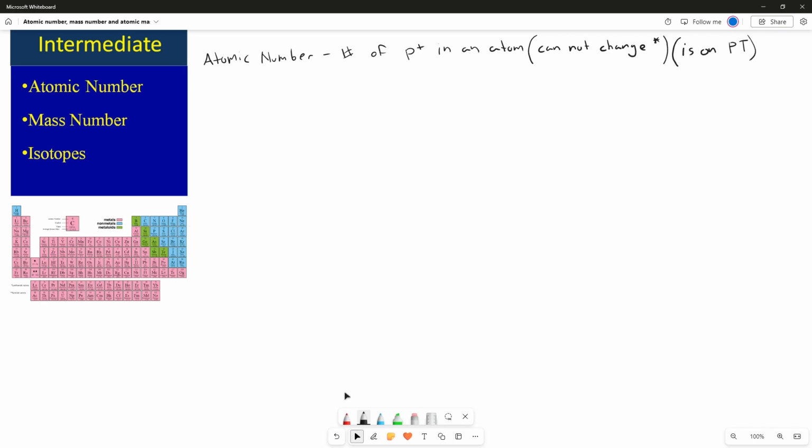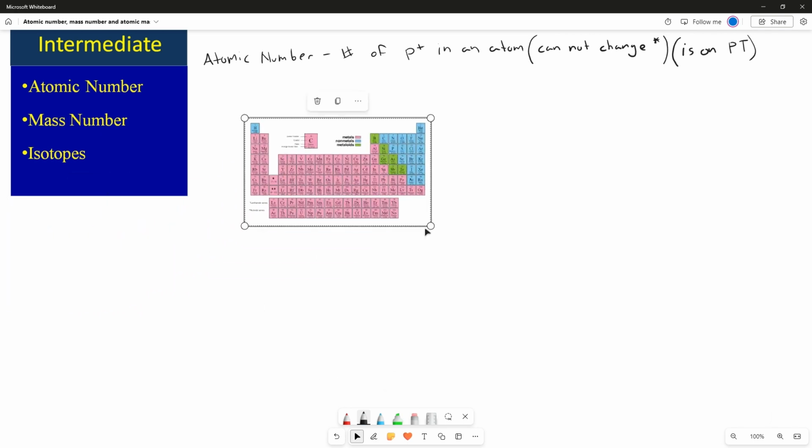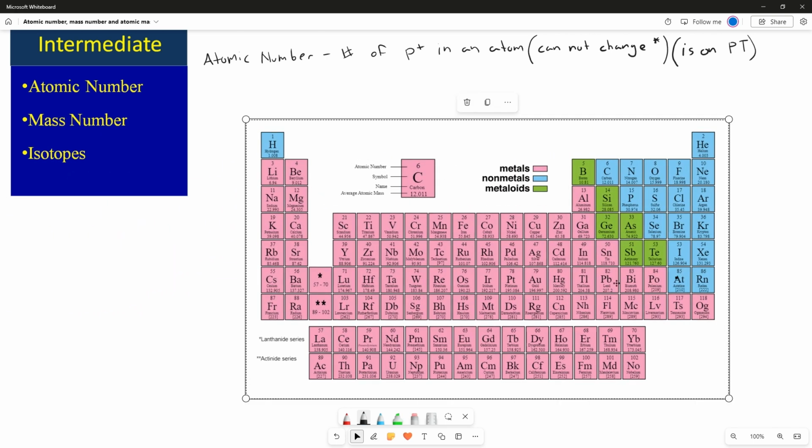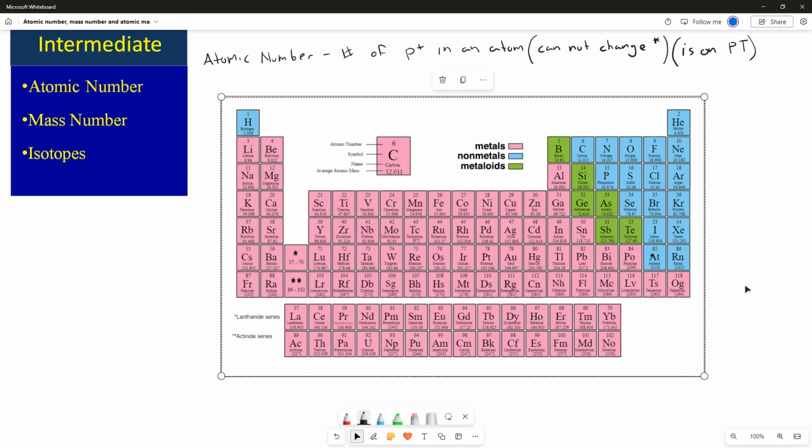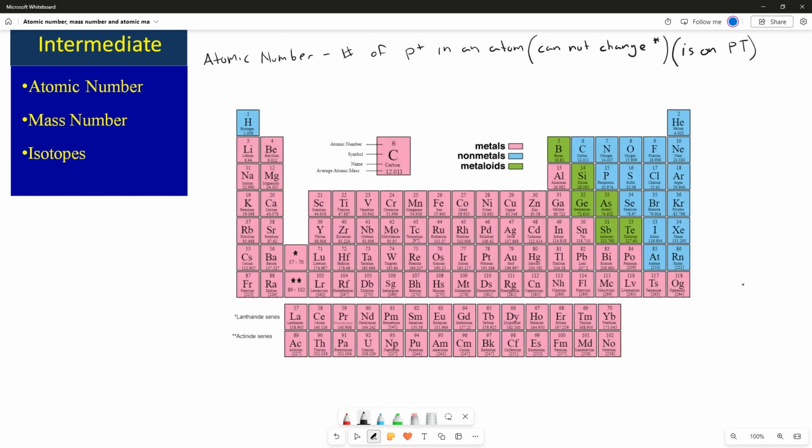So if we pull up and zoom in on our trusty periodic table here, all of these whole numbers at the top of elements, like for hydrogen, that number 1, that is the atomic number of hydrogen. And that also means that hydrogen has 1 proton in it. If we take a look at my favorite element over here, carbon, the atomic number for carbon is 6, and that means carbon has 6 protons in it.